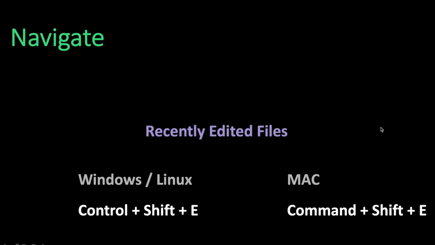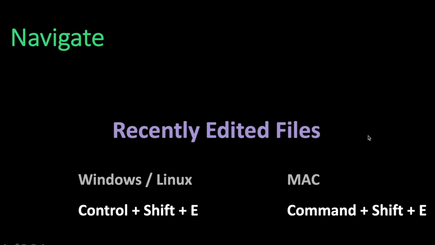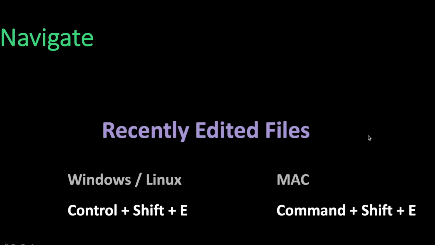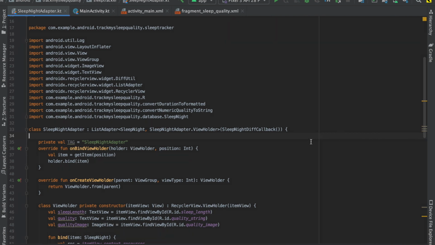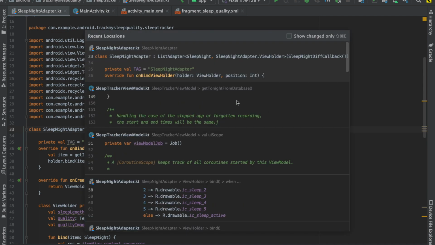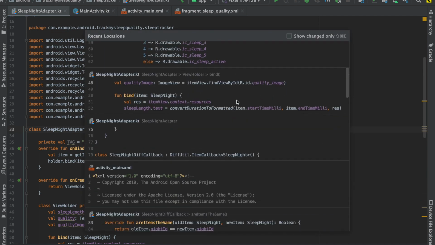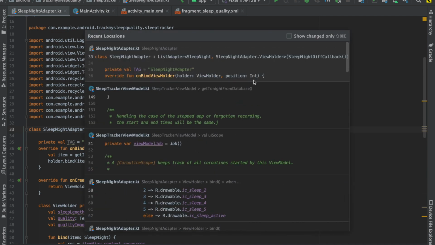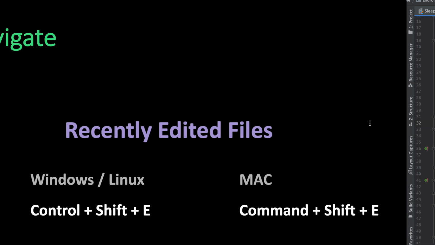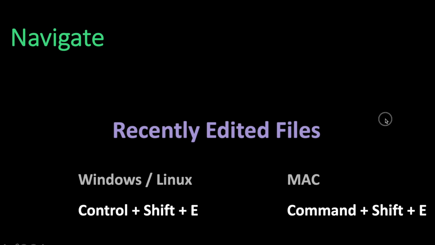Okay, that's pretty easy and helpful. So the recently edited files, this is a pretty useful shortcut. If I just want to see what recent changes I have made, I can just press Control Shift E and I can see what changes I have made recently in the code. Okay, cool, that's a pretty nice and useful shortcut.